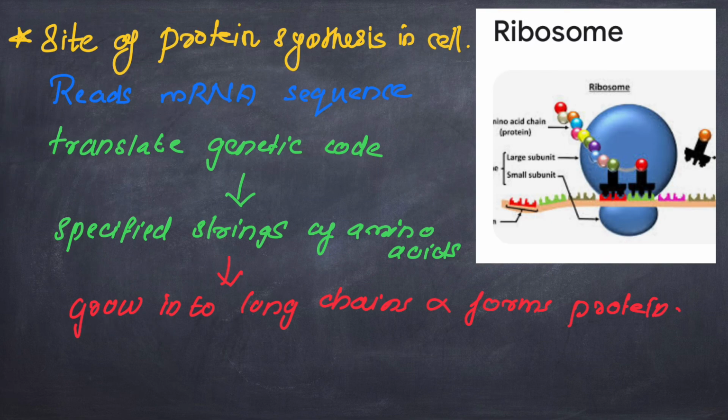Ribosomes are the site of protein synthesis in the cell. How? It reads the mRNA sequence and translates that genetic code into specified strings of amino acids, which then grow into long chains and form proteins.